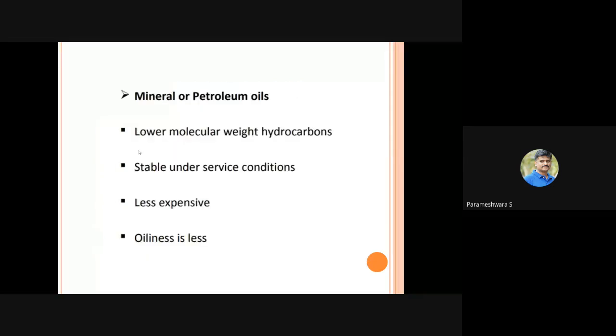Then mineral or petroleum oils: lower molecular weight hydrocarbons, stable under service conditions, and less expensive. Oiliness is less. So these are all mineral and petroleum oils.